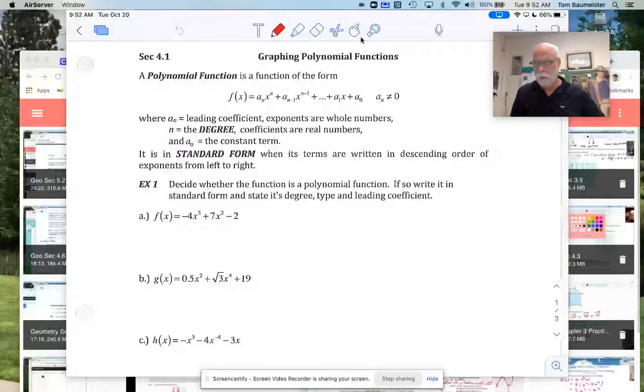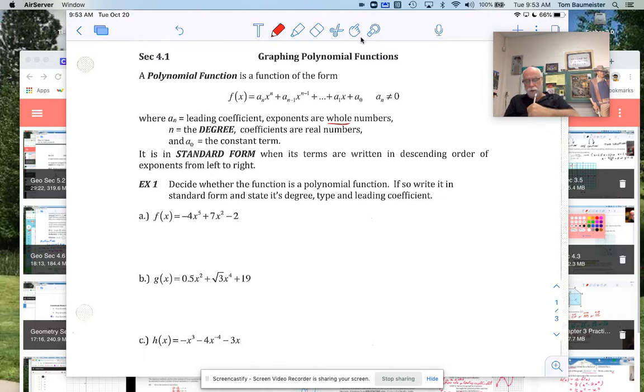So, a polynomial function is a function of the form f of x is equal to a sub n times x raised to the nth power plus a sub n minus 1 times x raised to the n minus 1 power plus dot dot dot plus a sub 1 x plus a sub 0, where a sub n cannot equal 0. Where a sub n is the leading coefficient and the exponents are whole numbers. N is equal to the degree.